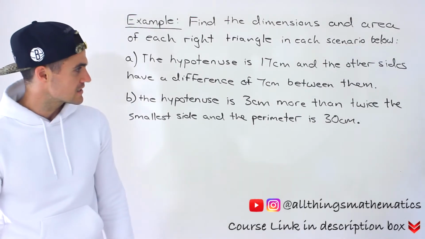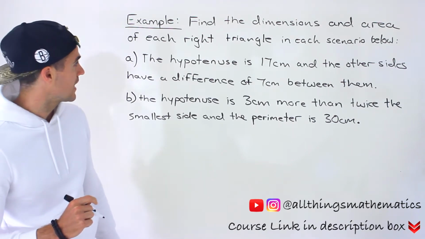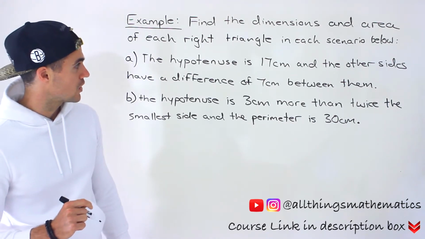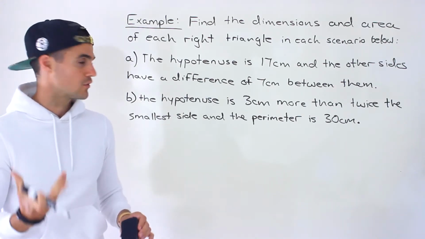Moving on to the next question, still dealing with quadratic equations. So we have to find the dimensions and area of each right triangle in each of these scenarios here. So they're going to be two different right triangles.